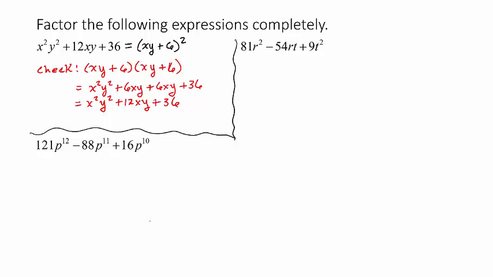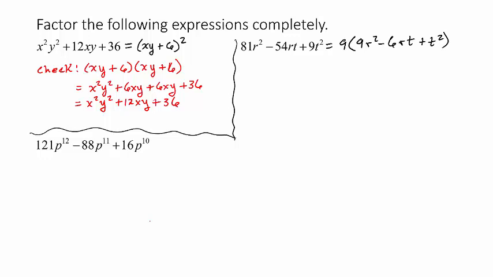Now, before we go ahead and do that, and we could totally do it and then take a look at what we've got from there, but I notice that 54 is also divisible by 9, right? So 81, 54, and 9 are all divisible by 9. So let's pull a 9 out. So if we do that, we're going to have 9r squared. 9 times 6 is 54, right? So minus 6rt plus t squared. Okay, so if you notice things like that, it can make things easier.